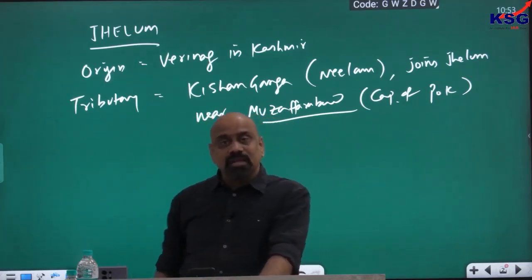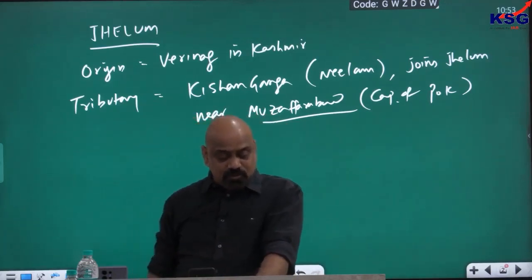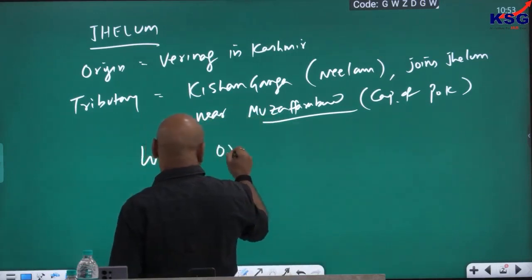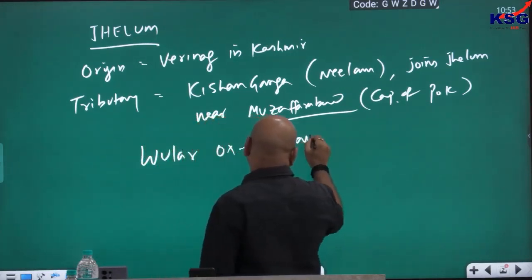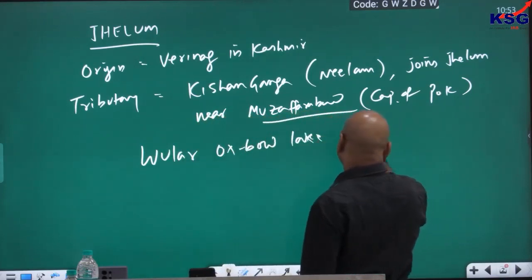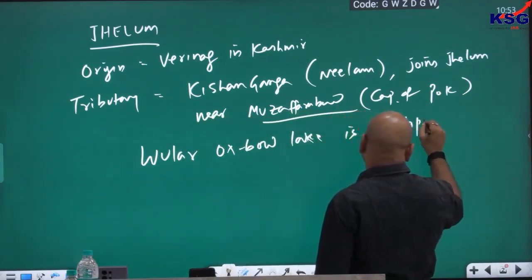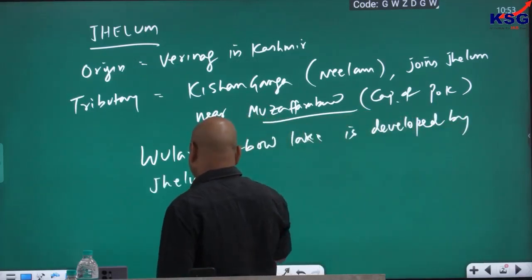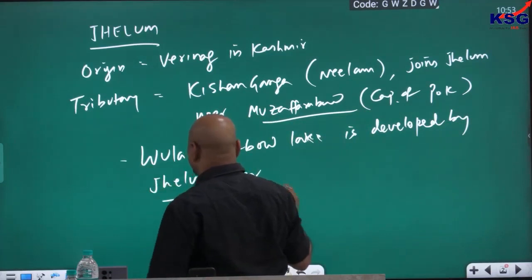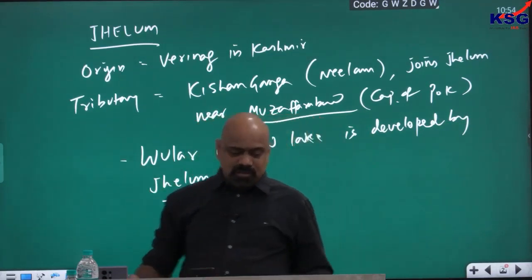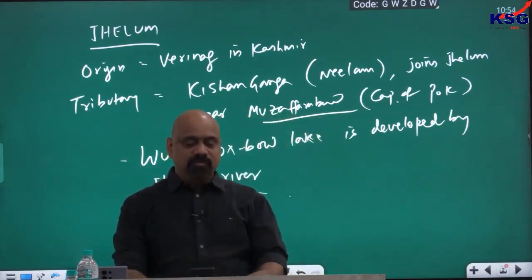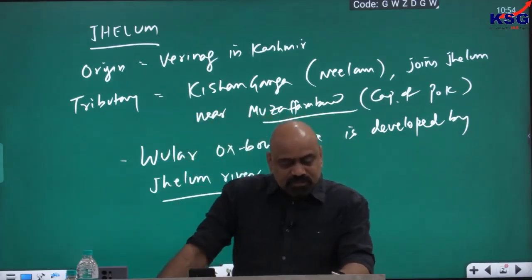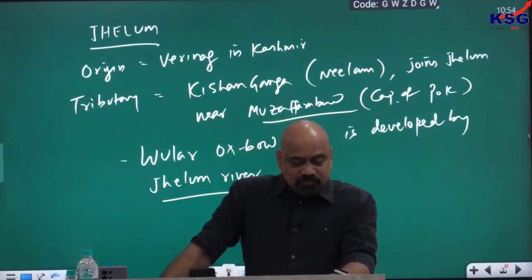And you know that the Jhelum river from the Wular lake, an Oxbow lake. Wular Oxbow lake. The Oxbow lake is developed by the Jhelum river. By the Jhelum river only we got this. Jhelum river is responsible for the formation of this one, I said. Can you see this? We have Jhelum, can you look at?